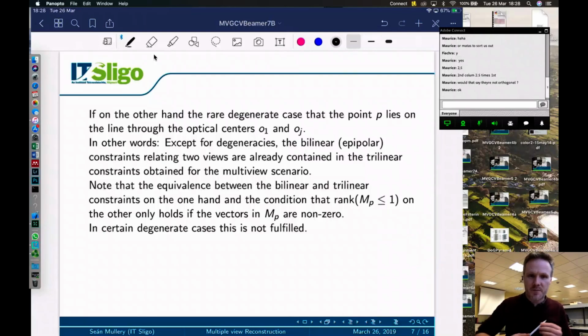So note that the equivalence between bilinear and trilinear constraints on the one hand, and the condition that the rank of the multiview matrix is smaller than or equal to 1 on the other, only holds if the vectors in MP are non-zero.